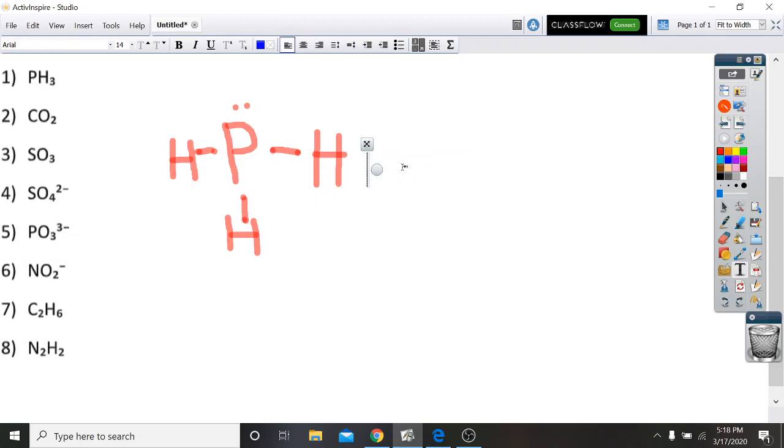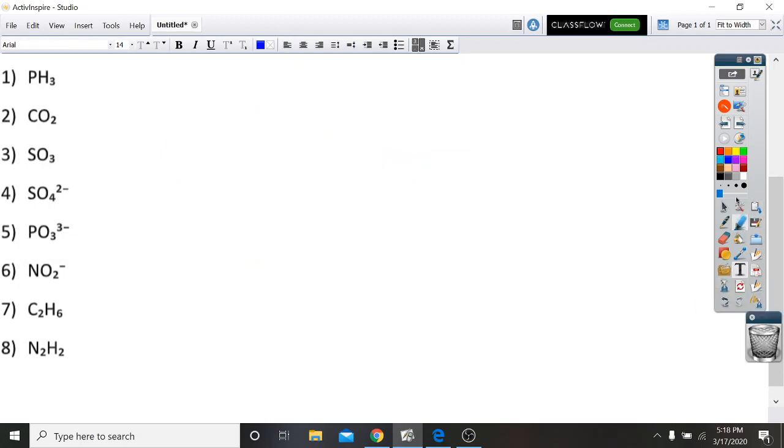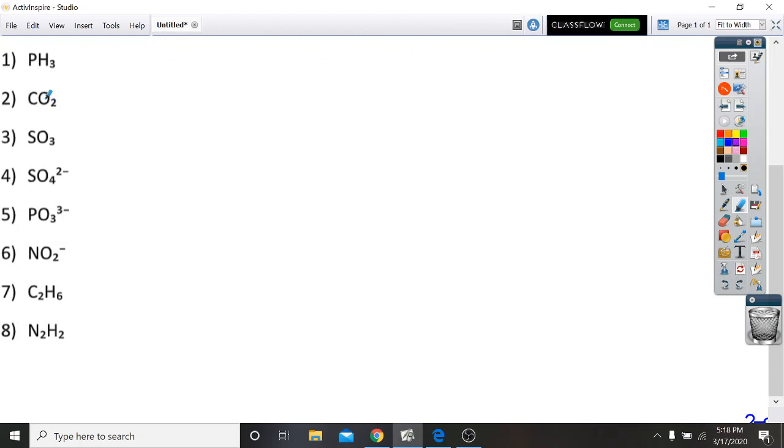Let's look at number 2, carbon dioxide. So for carbon dioxide, I don't even have to look at the difference in electronegativity. I already know carbon goes in the middle. Carbon is always in the middle because it's in group 14 and has 4 valence electrons. That means that it has the ability to make a lot of different bonds on every side of it. That is why it is always in the middle.